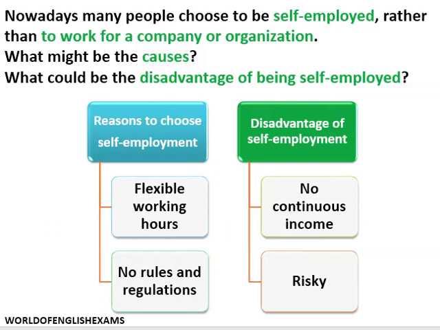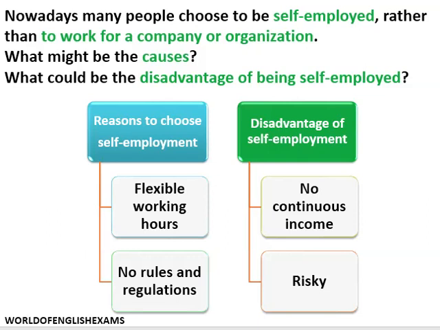Nowadays, the first thing you have to see is the word nowadays. So nowadays indicates a trend, and that too a current trend. Many people, so many people indicates not everybody. Many people choose to be self-employed. So they are preferring to be self-employed. That is, they don't want to work under somebody, but they want to be employed by themselves. Then rather than, now here they are making a comparison, rather than to work for a company or an organization. So rather than working with a firm, they would like to be self-employed.